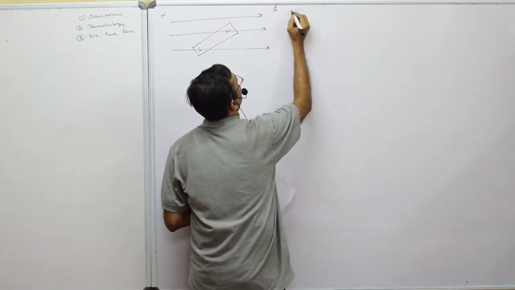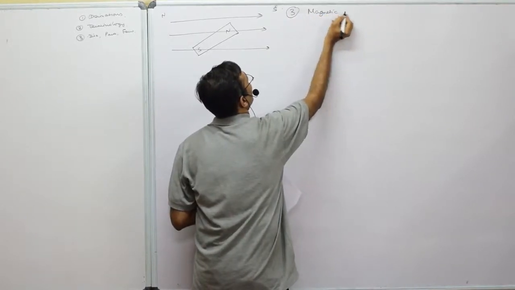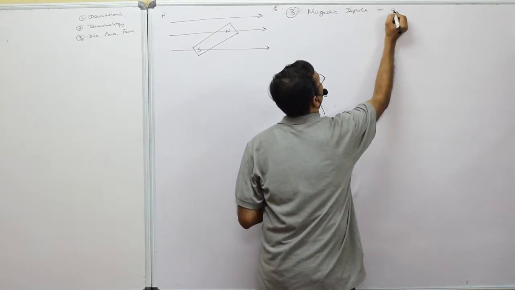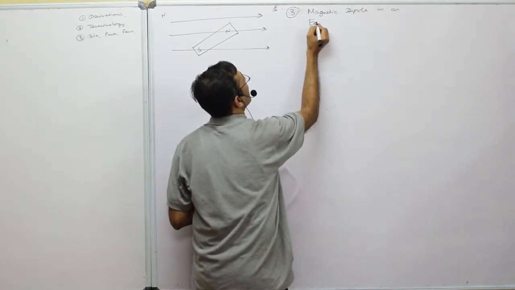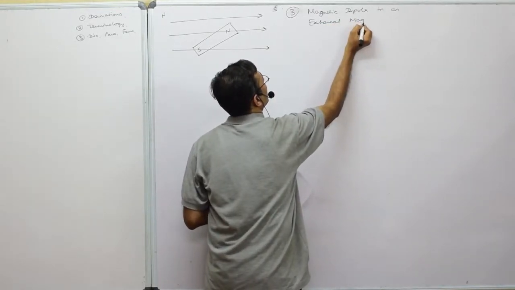So we are talking about the third derivation, magnetic dipole in an external magnetic field.